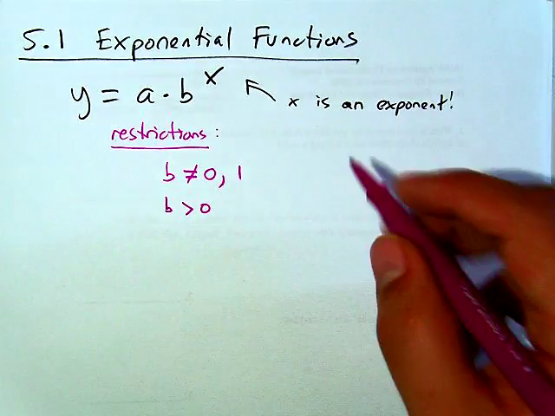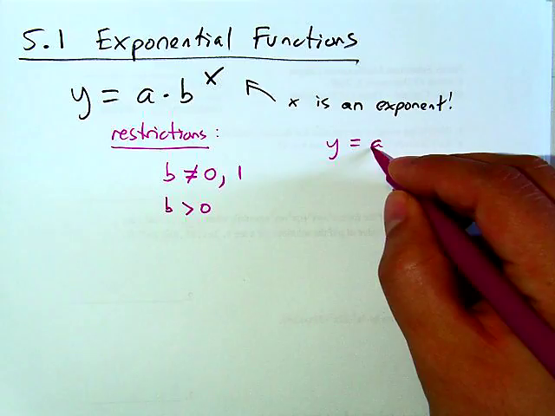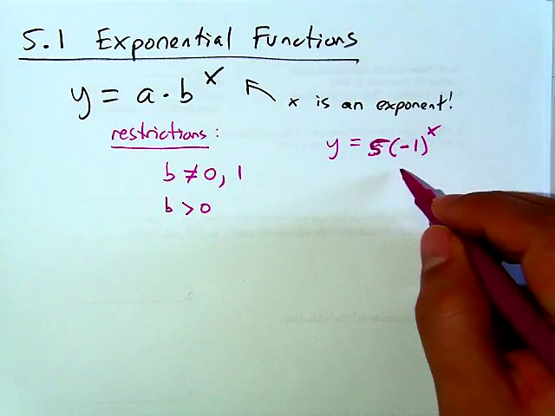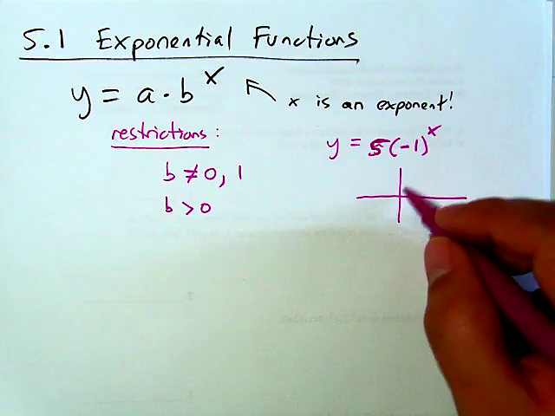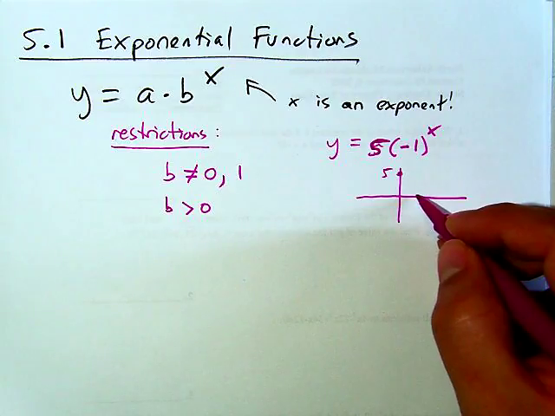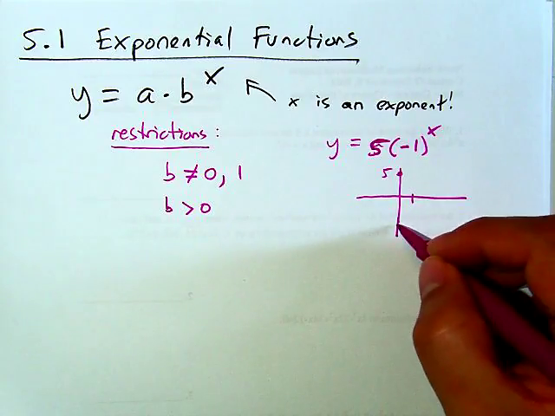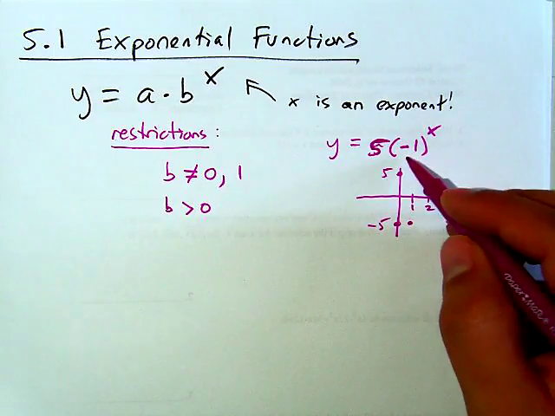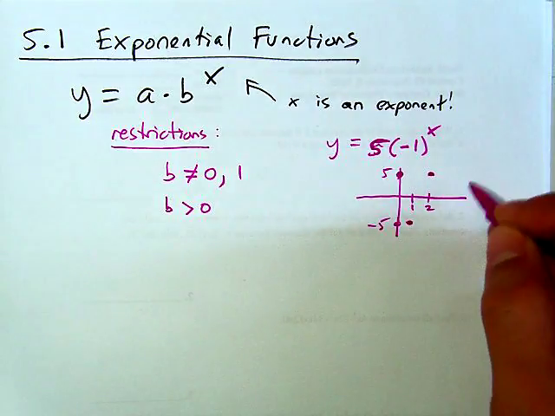Okay, and the reason for that is because if, let's say for instance, we have y equals 5 times negative 1 to the x. And then what's going to happen is that when you start plugging in numbers for x, like x equals 0, okay, that's fine. Negative 1 to the 0 is 1, you get 5. When you plug in negative 1 to the 1, you get that times 5, which is negative 5. When you plug in 2, negative 1 squared is positive 1 times 5 is 5. So basically what's going to happen is this function kind of jumps back and forth between 5 and negative 5.